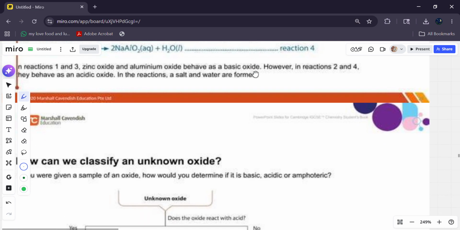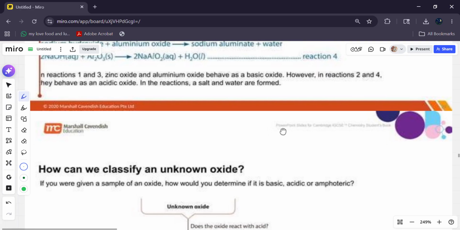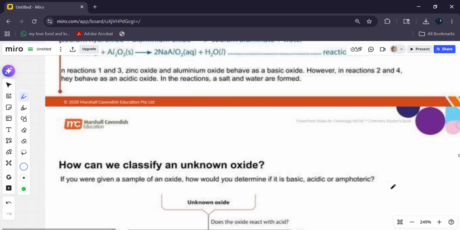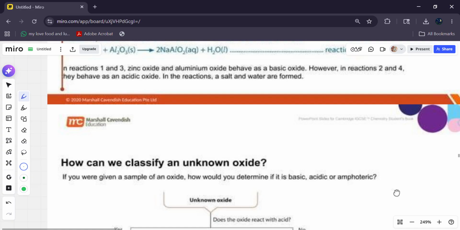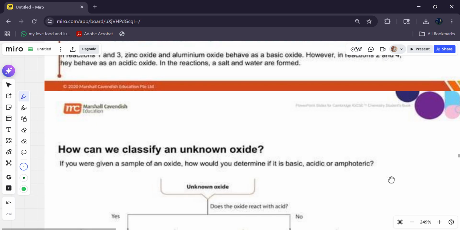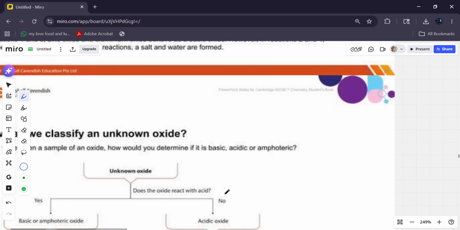So let's move on to how we can classify an oxide. This is very simple. We just have to answer some questions. If you find a sample of an oxide, how would you tell if it's basic, acidic, or amphoteric? You can do this by asking questions and doing reactions with it. Now the first question: does the oxide react with acid? If no, that means this is an acidic oxide. Why? Because acidic oxides can't react with acids. They can only react with bases to form salt and water.